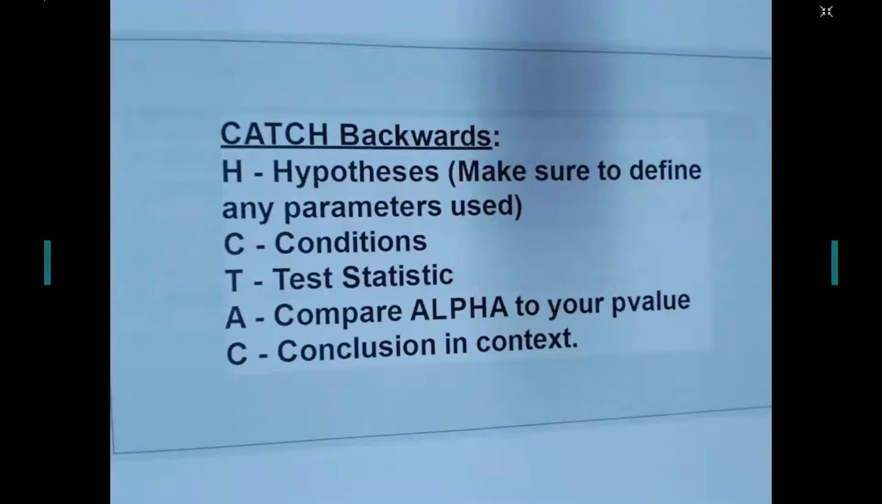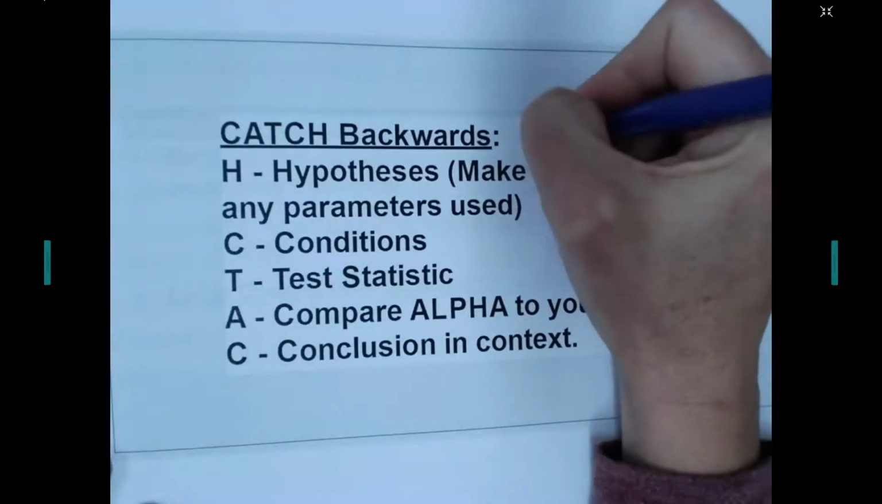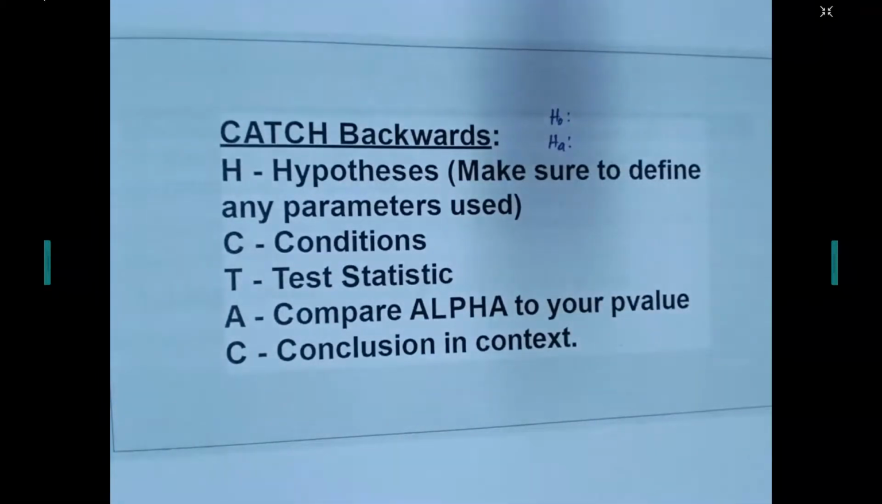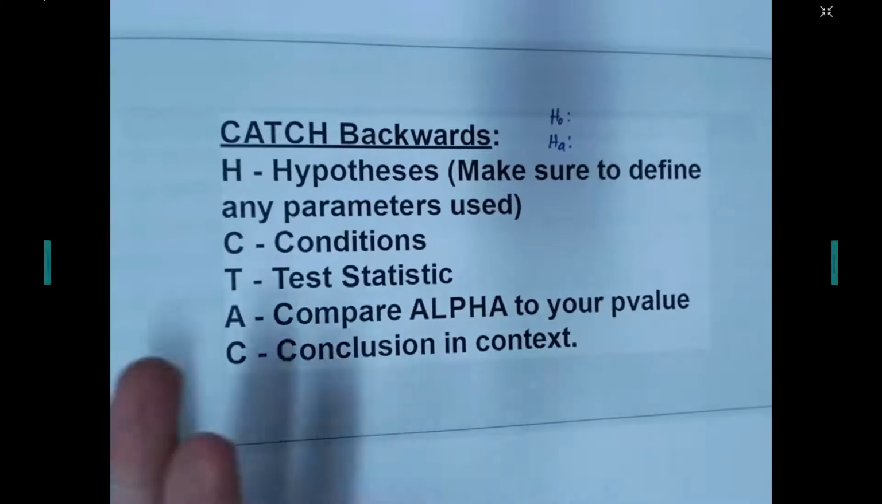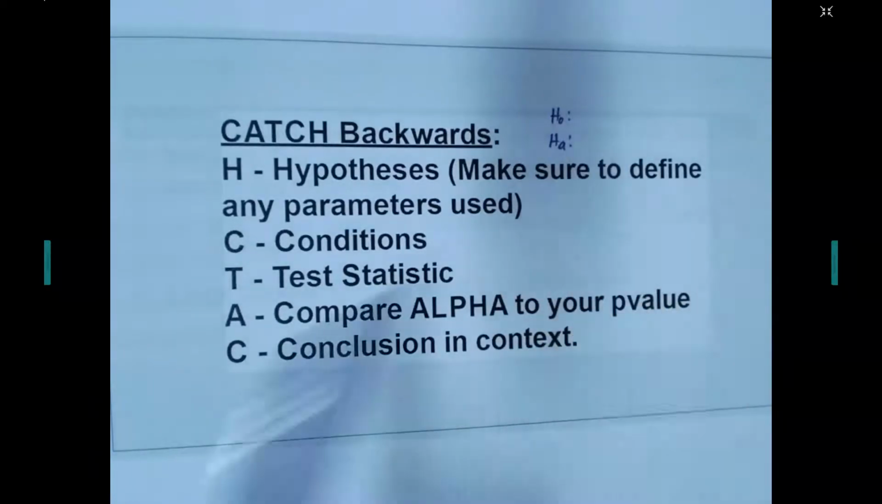So first thing you're going to do is state the hypotheses, and we've already been practicing this. So you're going to state what the null and the alternative are, making sure that you're always using the true parameters. Remember, the null is always equal to, and then the alternative is what you're testing, so either greater than, less than, or not equal to. Also, whatever parameters you use here, whether it's mu or p, make sure you define those.